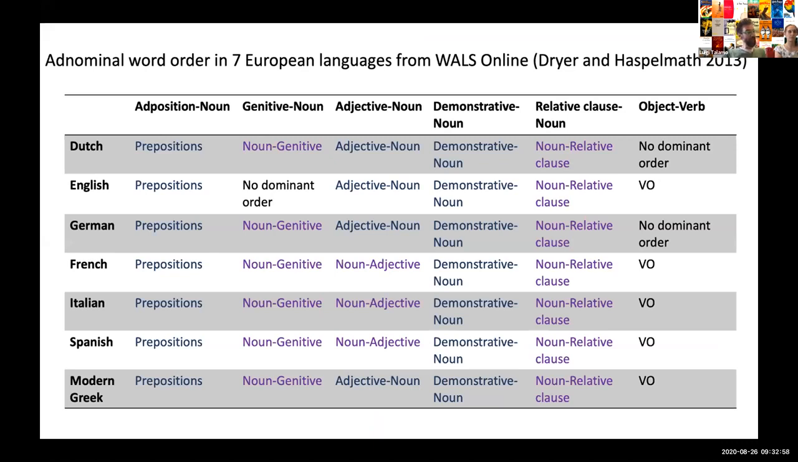Let's start by looking at their classification in WALS Online. Here are 6 different binary word orders. For each, there are 3 options in the dataset. Taking genitive and noun as an example, the options are noun-genitive, genitive-noun, or no dominant order. As you can see, many of these languages have the same word orders, and of course, they are in part closely or remotely related, so this seems a clear, mostly uniform picture.